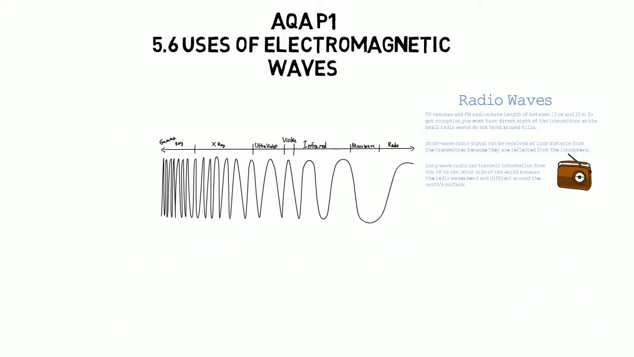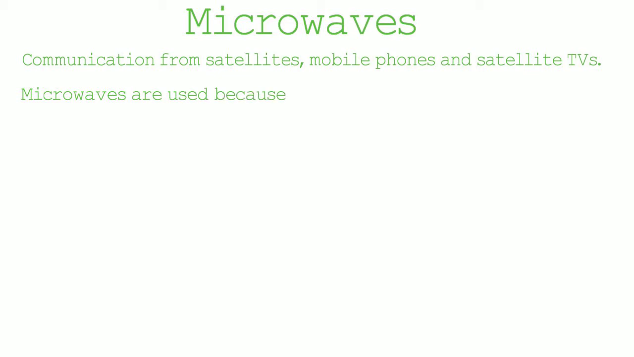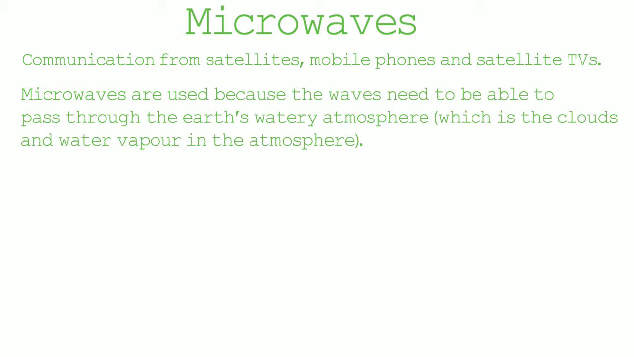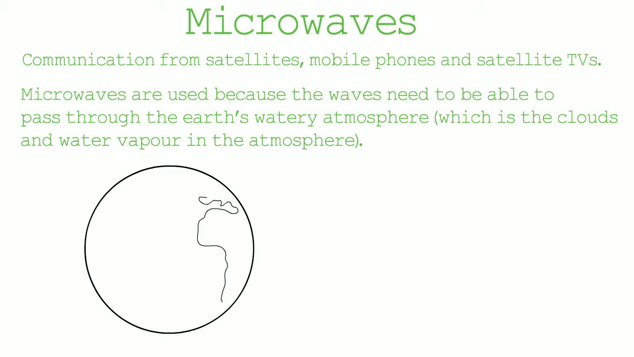We are now going to have a look at the uses of microwaves. Microwaves have a shorter wavelength compared to radio waves, and this means that they have a higher frequency as well. Microwaves are used in communication from satellites, mobile phones, and satellite TVs. They are used because the waves need to be able to pass through the Earth's watery atmosphere, which is the clouds and water vapour in the atmosphere.